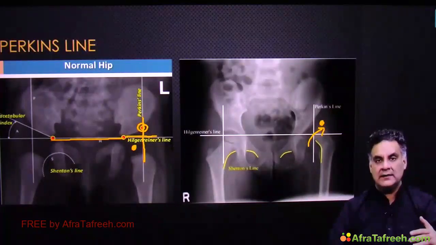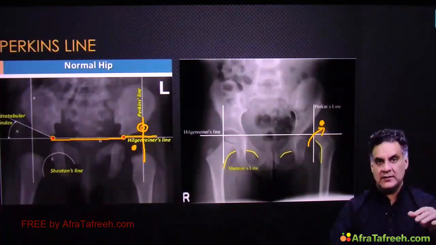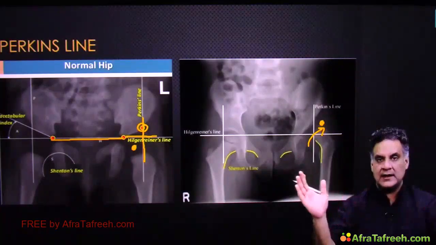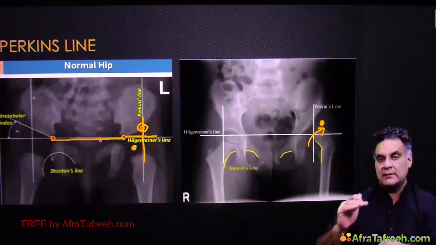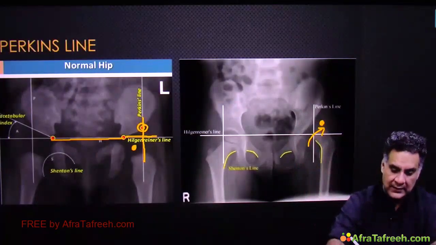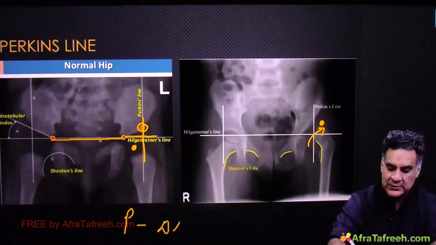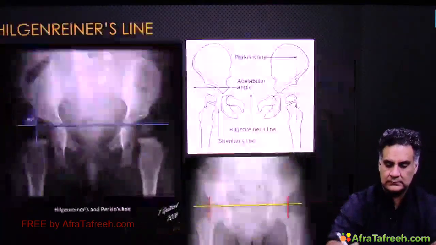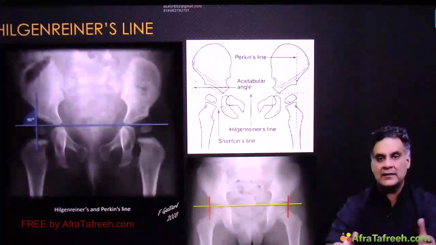So normally your femoral epiphysis is beneath the horizontal line and inner to the vertical line. When it goes up and out, it is dislocated. So Perkins line is drawn for DDH. A simple question comes. Whereas Hilgenreiner line, again, is a horizontal line.